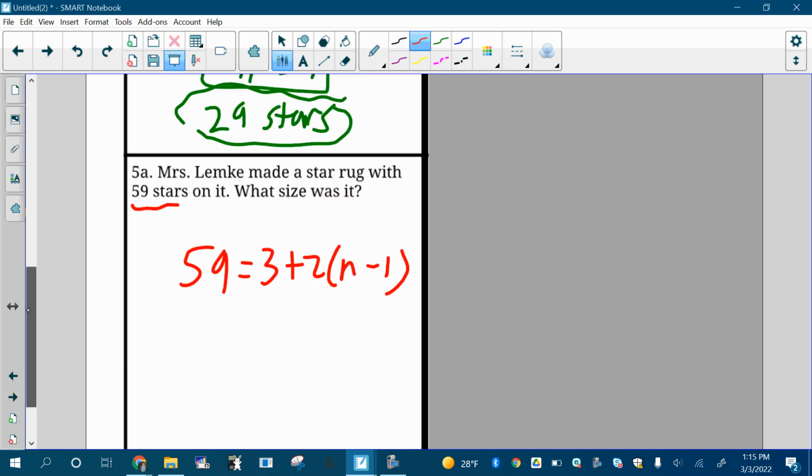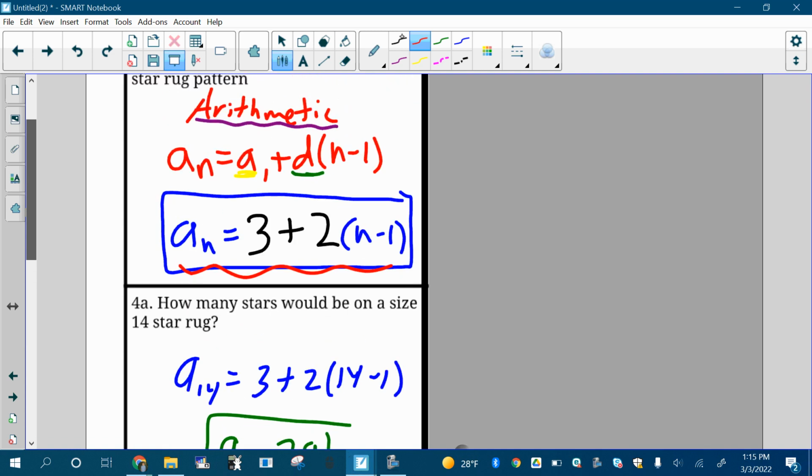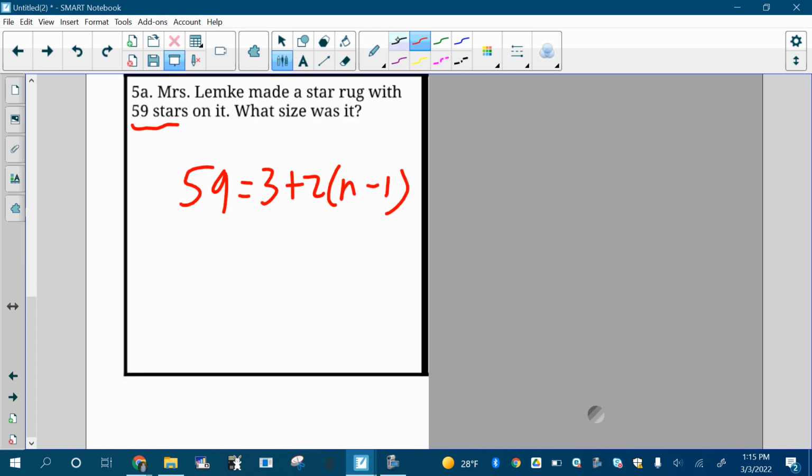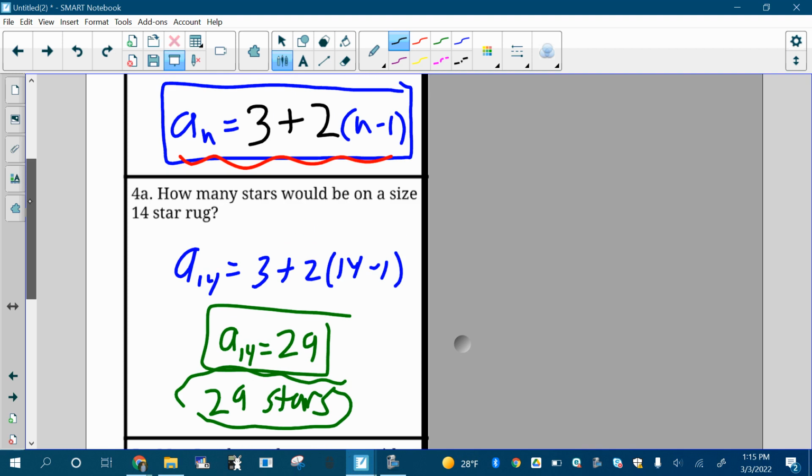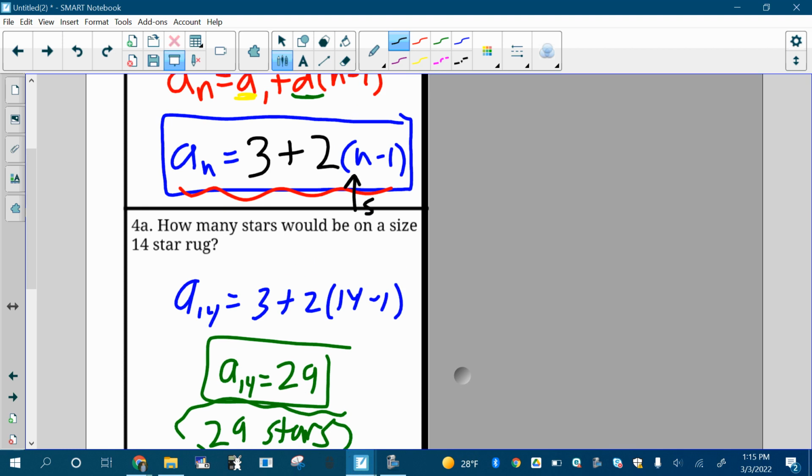I'm solving for n. If you want to go back to your explicit formula and keep track of the fact that what n is in this formula is the size of the rug, and what a sub n is the number of stars. That might be helpful.